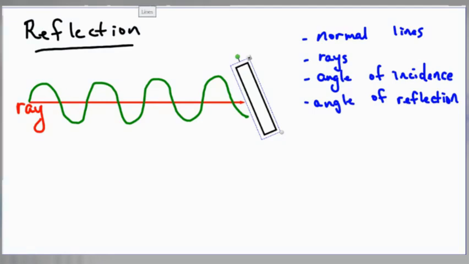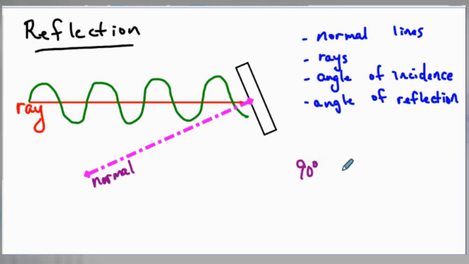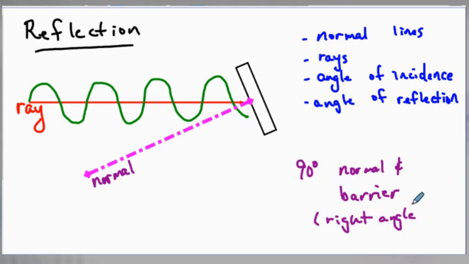So what we need to recognize is that we can have different results. So what I have here in the magenta, purpley pink color is what's called a normal line. This is my normal line. And it is at 90 degrees between the normal and the barrier, whatever it's hitting. Okay? So it is a right angle, or I should say a right angle.